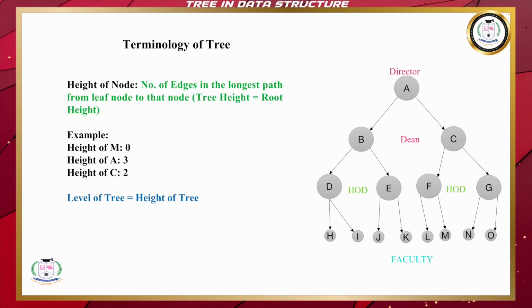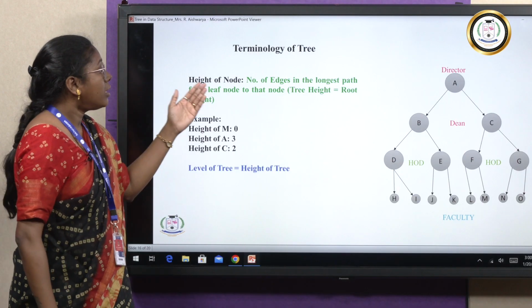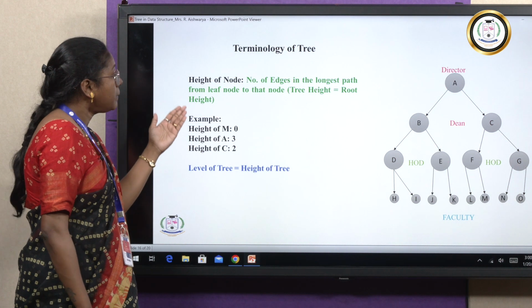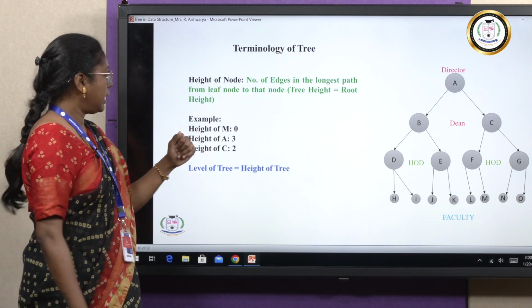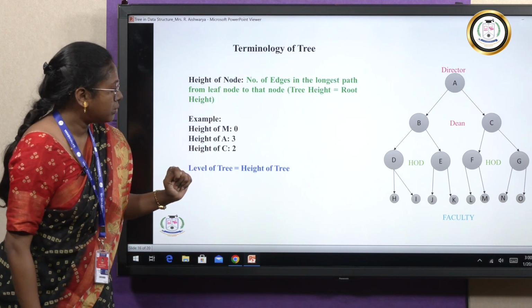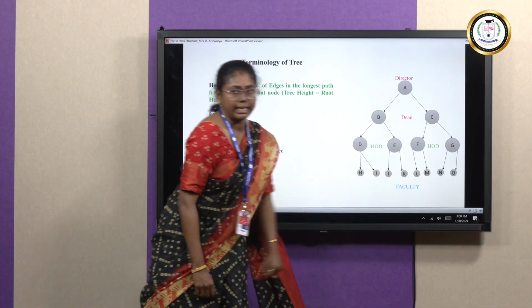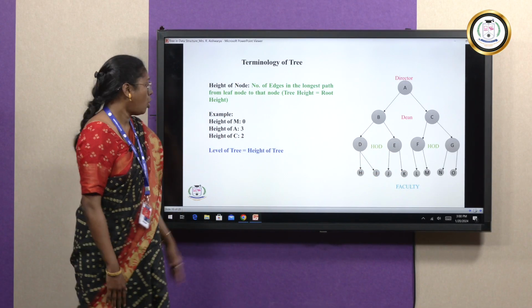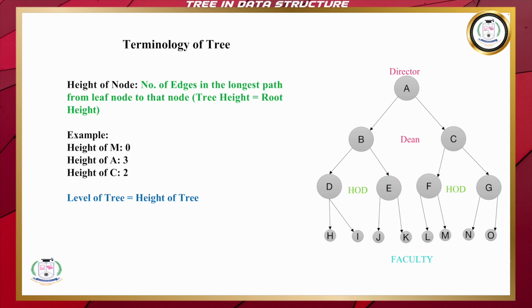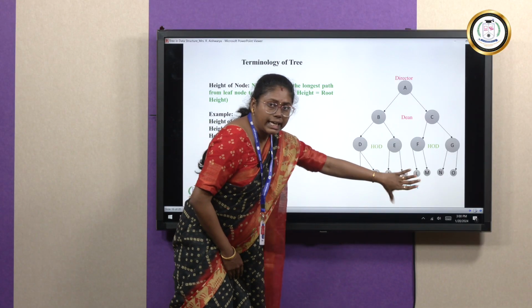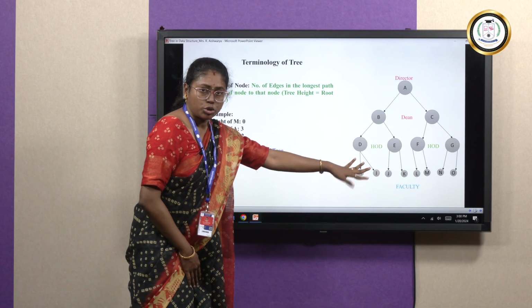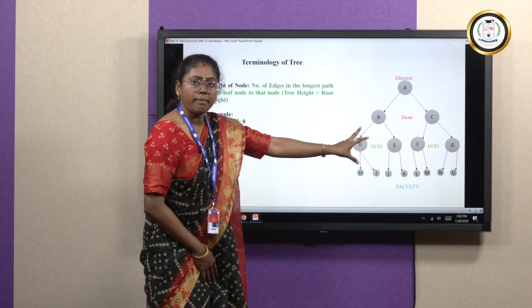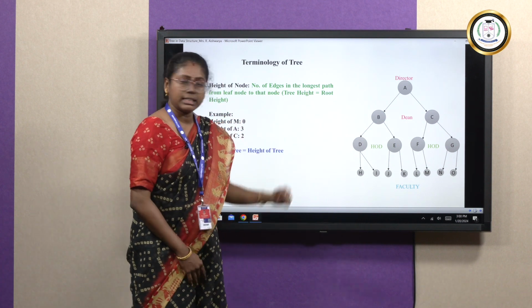The last one is the height of the node. How do we find the height of a given tree or node? It is the number of edges in the longest path from the leaf node to that node. For example, take the height of M. What is the height of M? It is 0. Why? Because it is the number of edges in the longest path from the leaf node to that node, and M is already a leaf node, so it doesn't have any height. So that is 0.